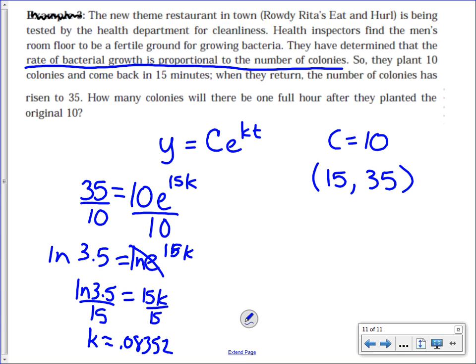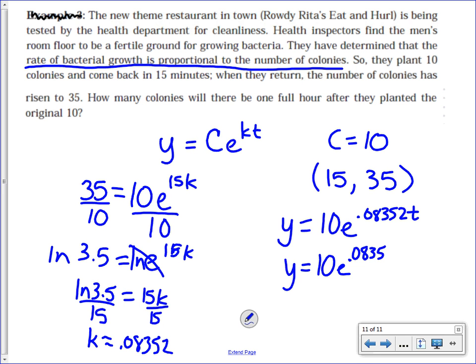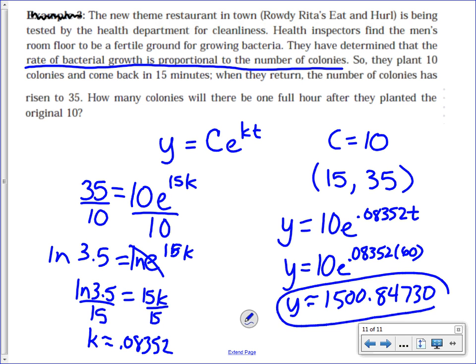Okay, so now we have our equation, or function. y is equal to, remember, C is 10, times e to the 0.08352 times t. And now we can use that equation to answer the question, how many colonies will there be 1 full hour after they planted the original 10? We're going to plug in 60 minutes for t, because that's 1 full hour. And again, you're just going to key that in your calculator. And we end up with approximately 1,500 bacteria. Okay.